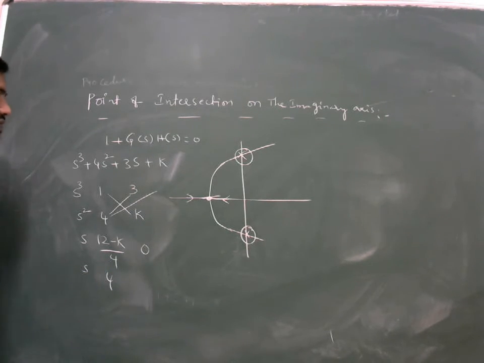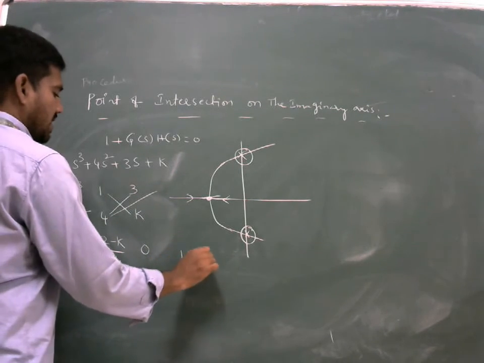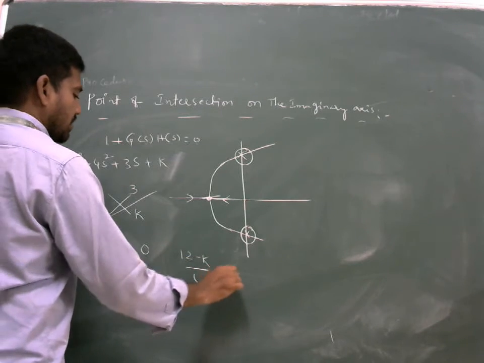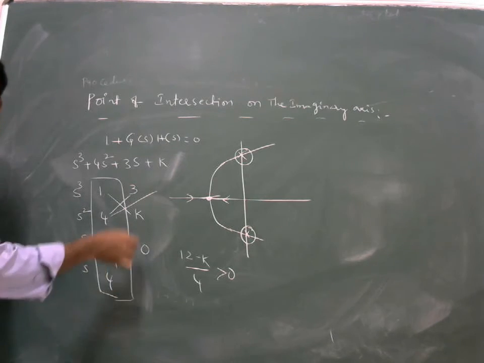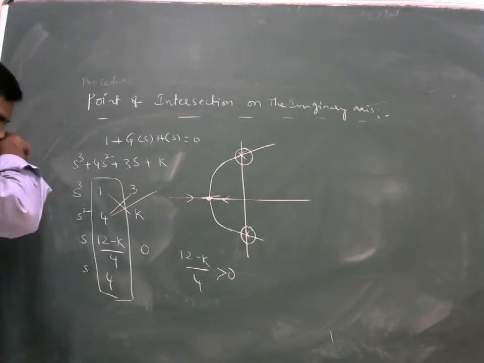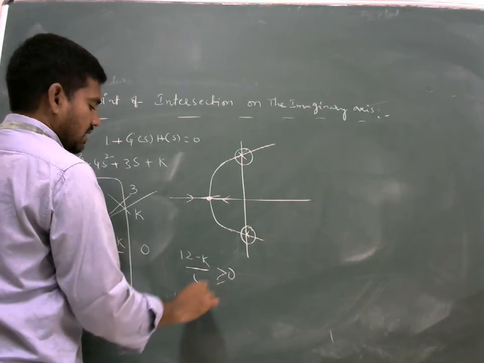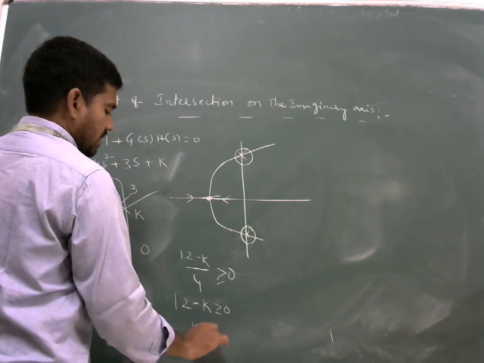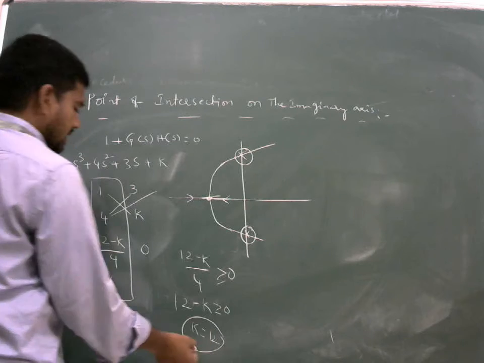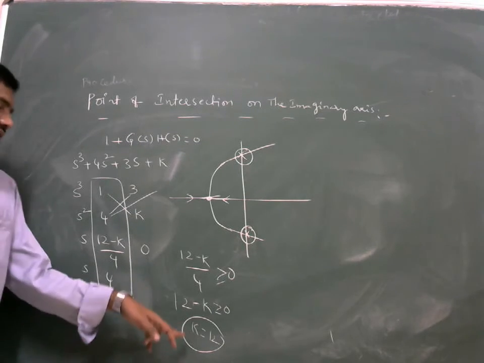Now how are we going to find the K value? (12 minus K)/4 must be greater than 0 to be stable. This value must be positive or not? For this value to be positive, K must be positive. So, we get that 12 minus K is greater than or equal to 0. From that we get K equal to 12. This we call the K value, the marginally stable value.